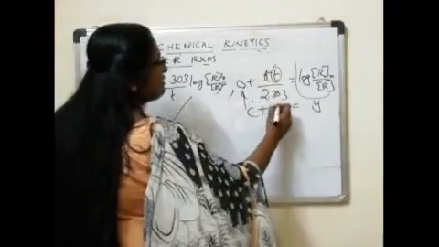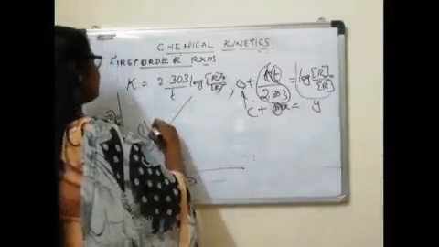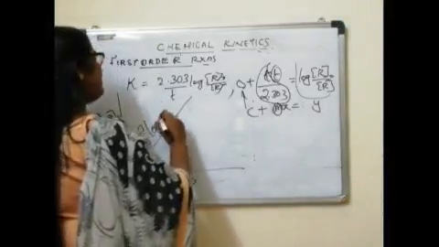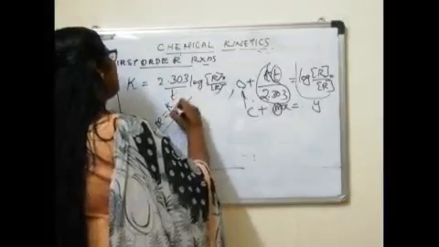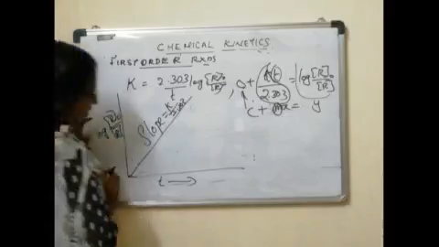and the slope of the curve, that is m, therefore slope of the curve is equal to k by 2.303. So this graph also is very important, study it.